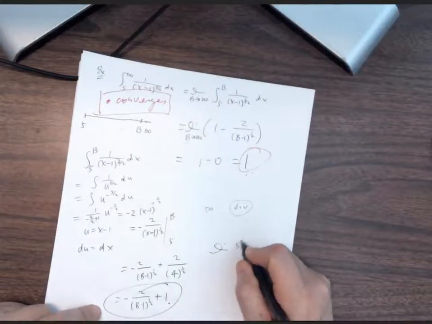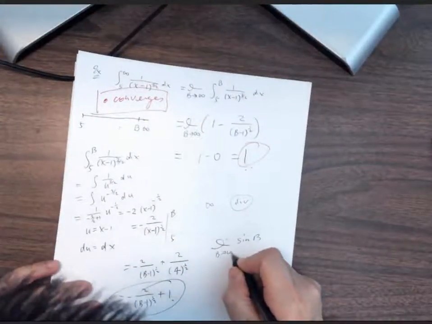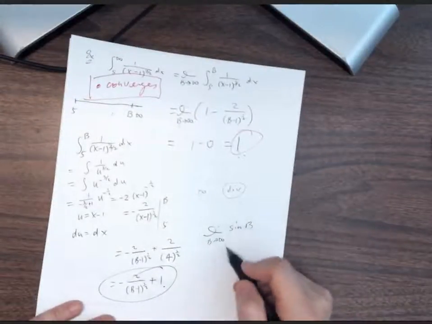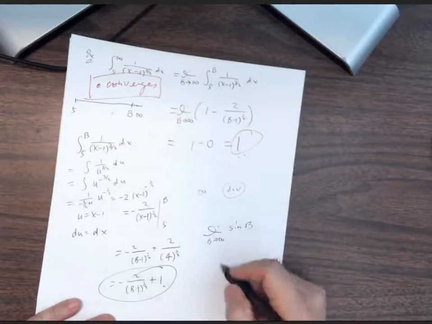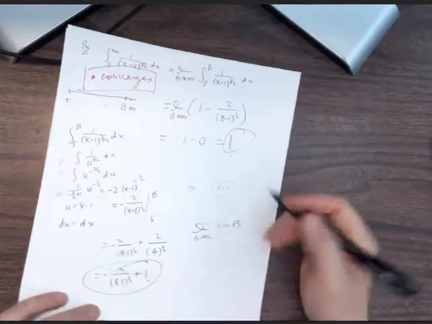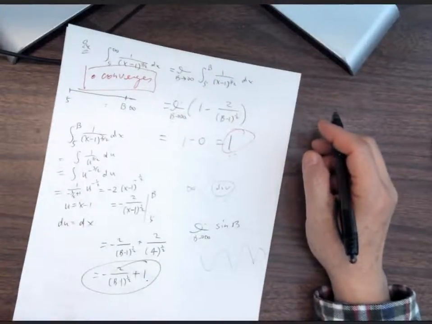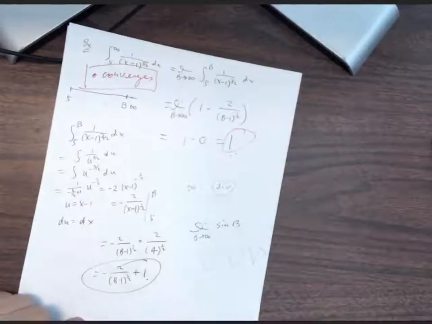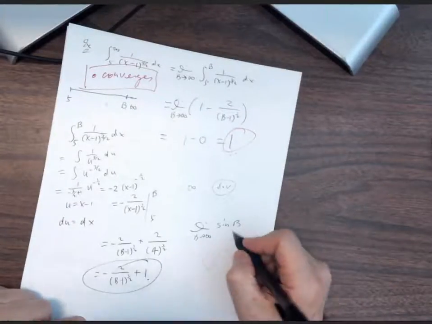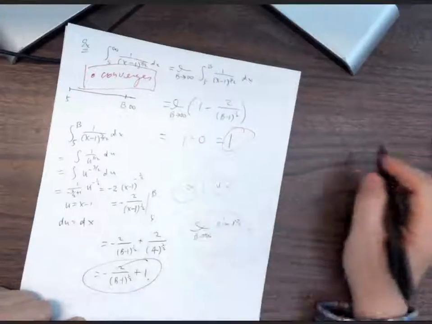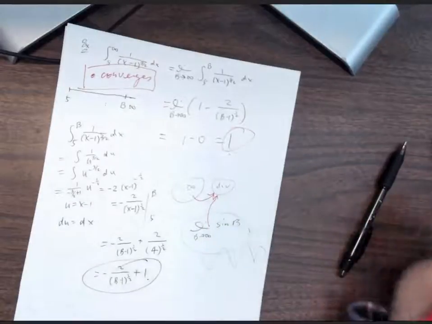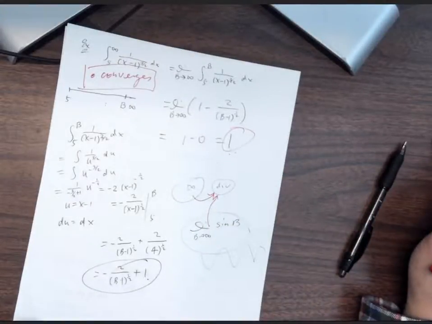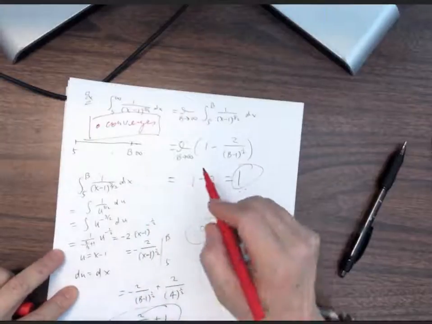Suppose you end up with sine b somehow in one problem. b goes to infinity. Well, you cannot do the limit because when b approaches infinity, sine will just go up and down like this. It's impossible to find the limit. The limit doesn't exist. So in this kind of situation, or this kind of situation, we would say the improper integral diverges. All right?